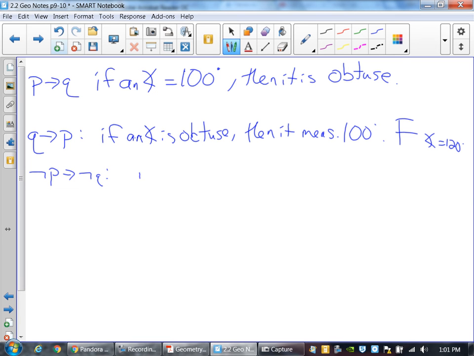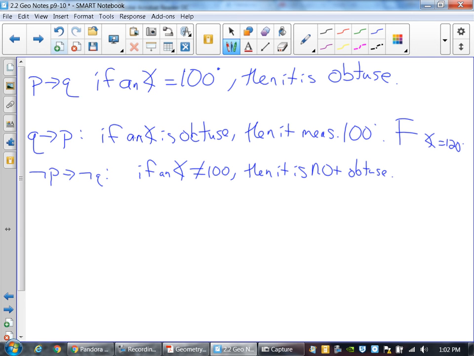Very good. If an angle does not equal 100, then it is not obtuse. We okay with me putting the slash through an equal? You guys remember the not equal? So if an angle is not equal to 100, then it is not obtuse. True or false? What's your counterexample?